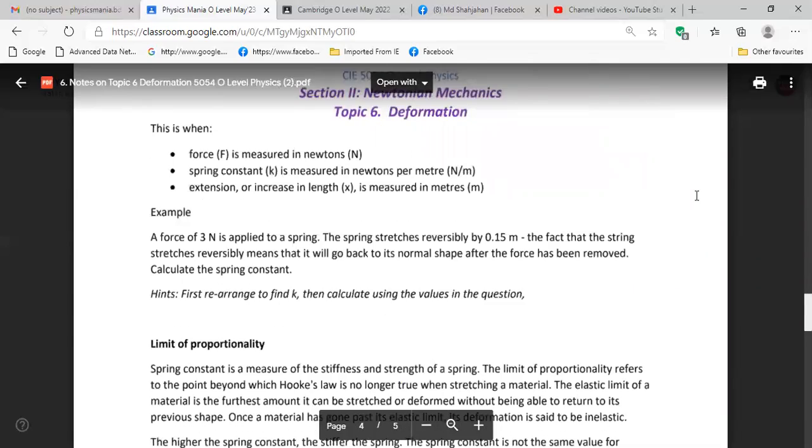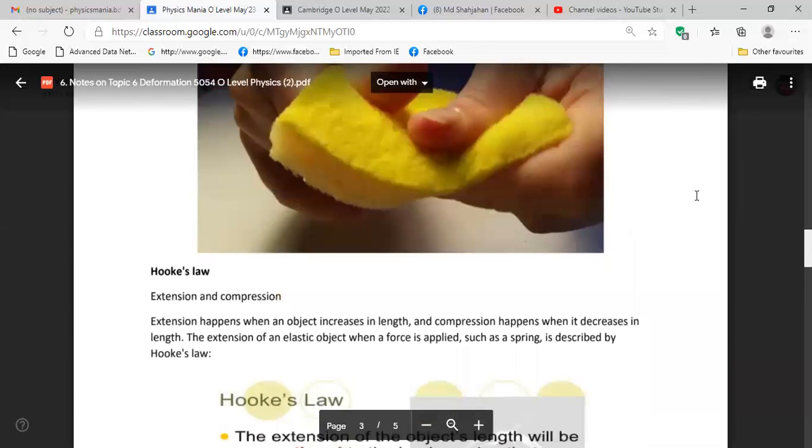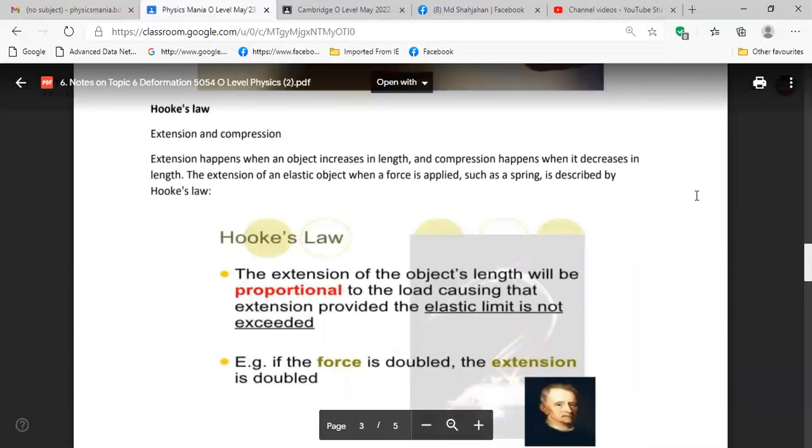Okay. Then you write the heading Hooke's law. After writing this heading Hooke's law, then you write this one only. The extension of the object's length will be proportional to the load causing that extension, provided the elastic limit is not exceeded.